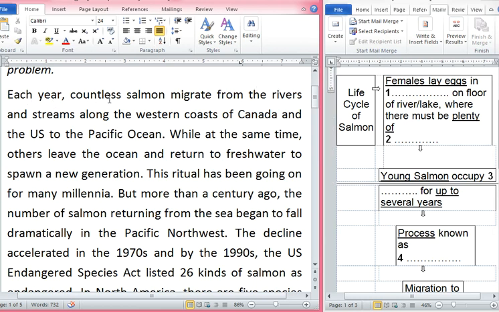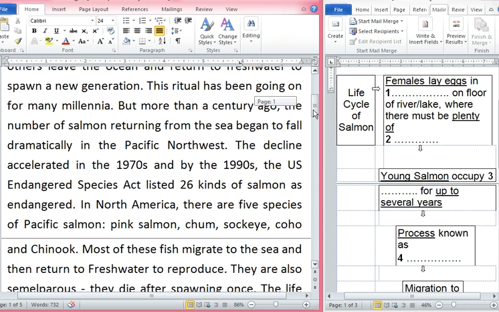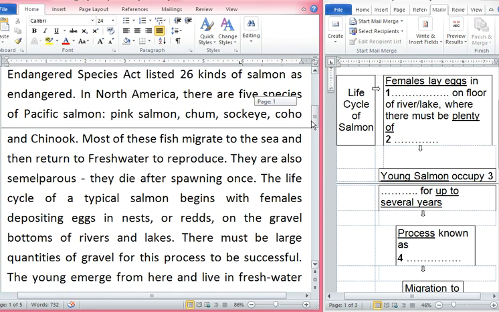And I don't have to read word for word, each word is not important. I just have to search for the words female lay eggs. So I will read like this. No, no, no, female lay eggs. Sometimes it takes a lot of time. So far we have not got anything which says that female lay eggs.